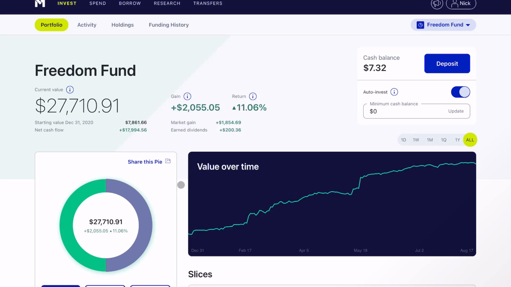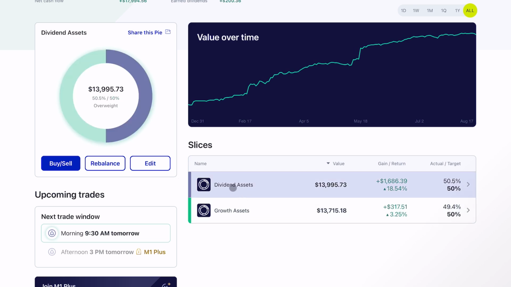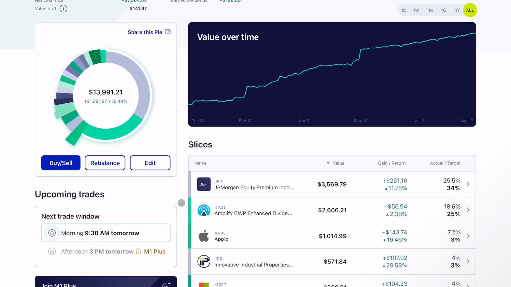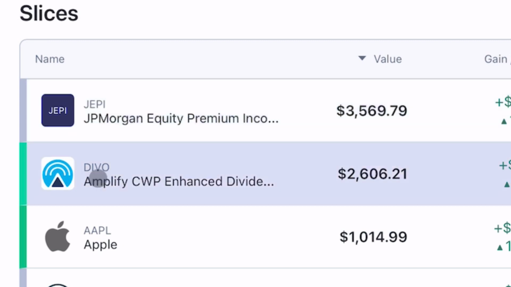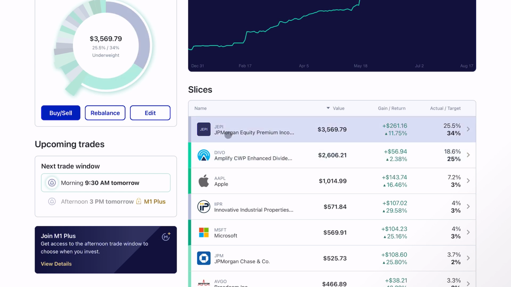So I got a comment a little while ago on the channel asking me to talk about ETFs with downside protection. And if we come to my portfolio on my dividend side, I have JEPI and DIVO. These are my two dividend ETFs, and they both in a way offer downside protection or downside mitigation. Now, that's not the main reason why I invest in these, but it is a nice added bonus and a major feature of these ETFs.